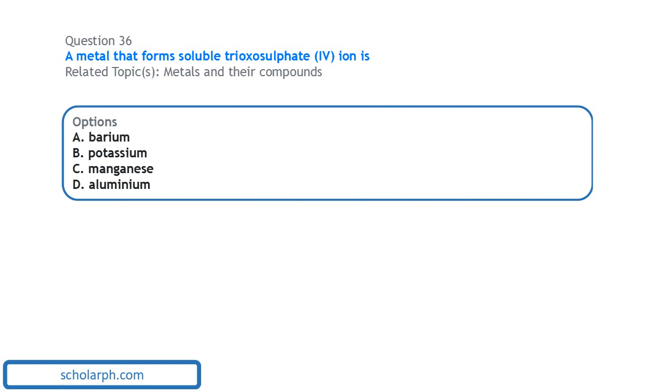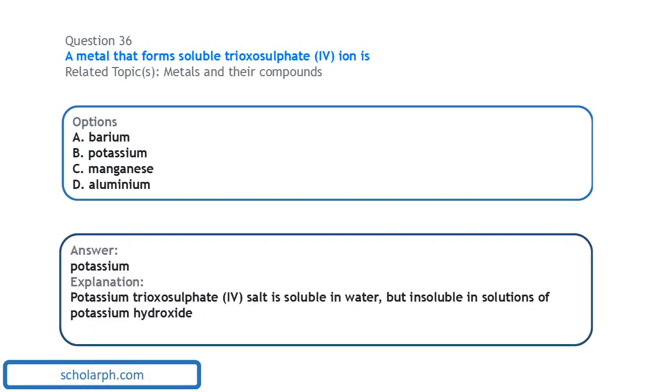A metal that forms a soluble trioxosulfate 4 ion is potassium. The trioxosulfate 4 ion of potassium is soluble in water, but not in solutions of potassium hydroxide. And we are talking about solubility, of course, in the universal solvent, which is water.